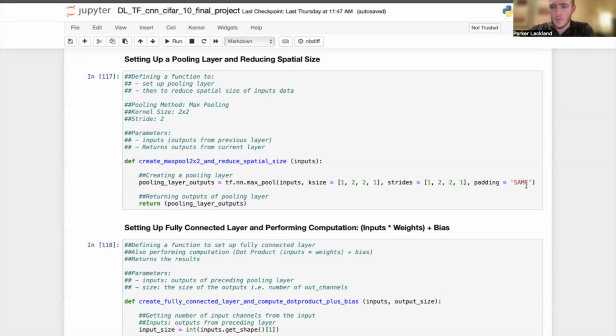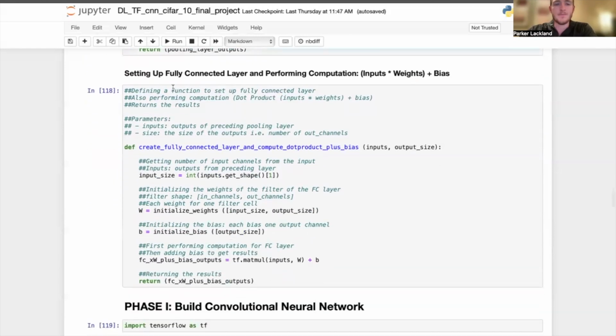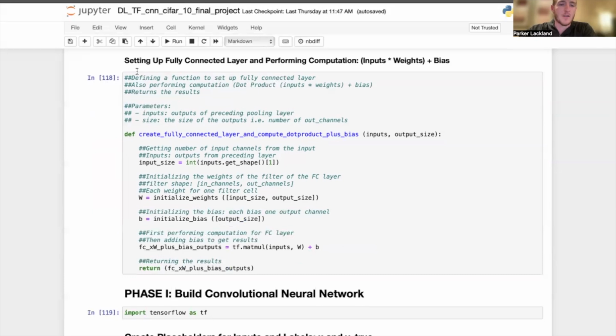These are the same hyperparameters that we tuned before. And you can also see that the max pooling layers that we used use a kernel size of 2 by 2, which just helps reduce that spatial size by about half of our matrices that we're using in our algorithms. Then you see the function for setting up our fully connected layer and performing these computations for the fully connected layer. Here is where the bias is first initialized for our algorithm.